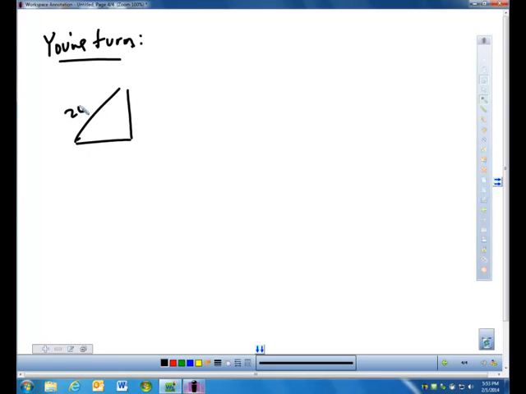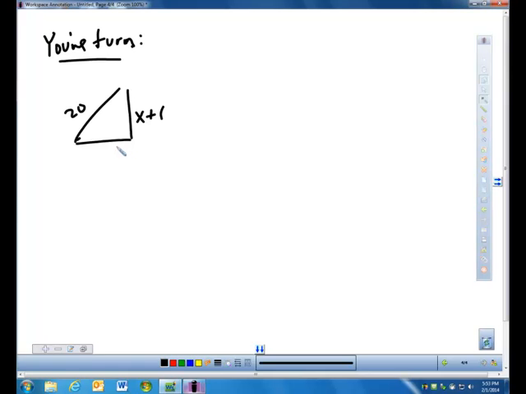Alright, so here we go. Got two triangles. Give you some lengths. I'll give you some variables or some letters on the problem. And again, I'll be asking you to solve for x so that the two triangles are similar.